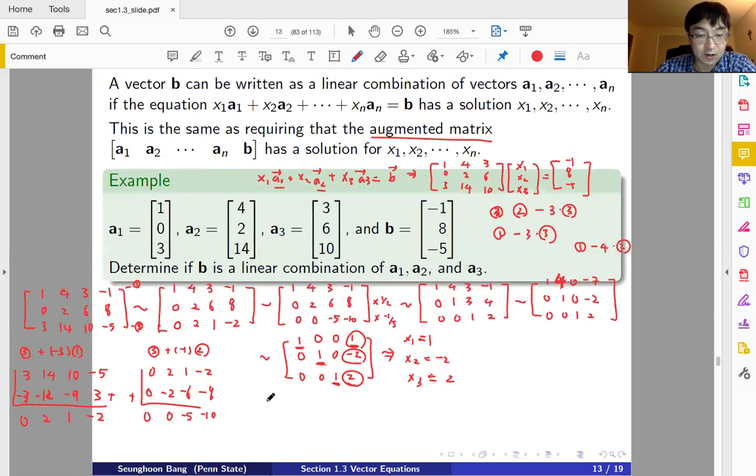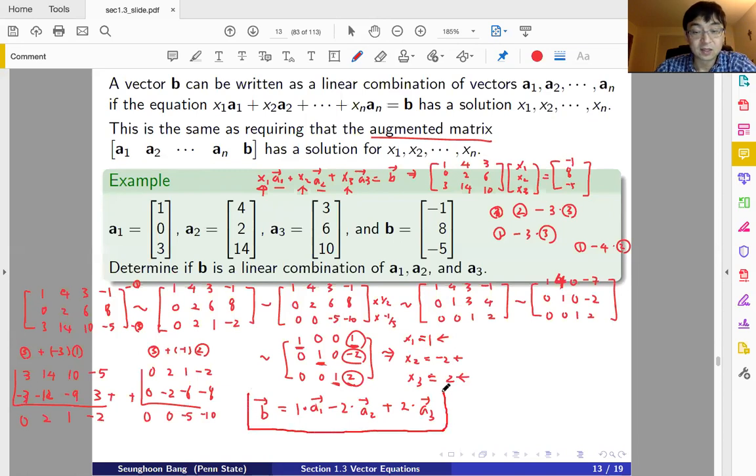So we have this final answer. The vector B. Same to what? You plug this x1 into here, x2 into here, x3 equals to 2 into here. So we have the 1 times vector A1, x2 is negative 2 times vector A2 plus 2 times vector A3. So exactly linear combination. This is your final answer.